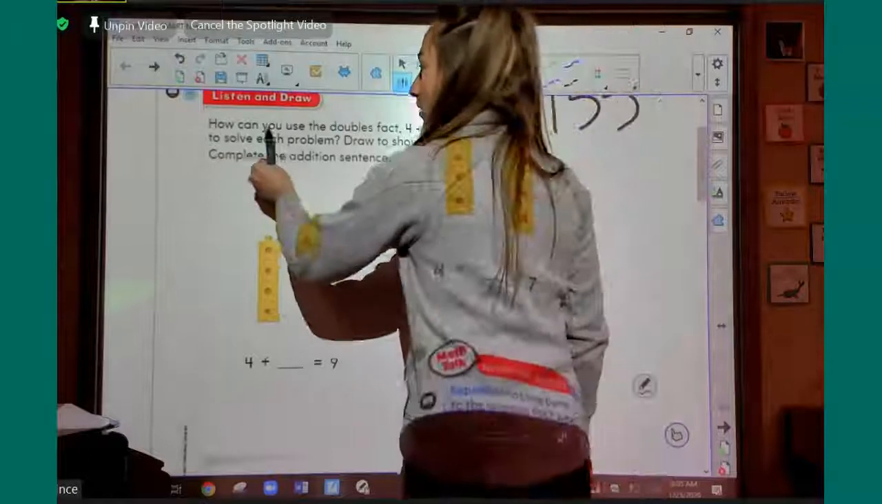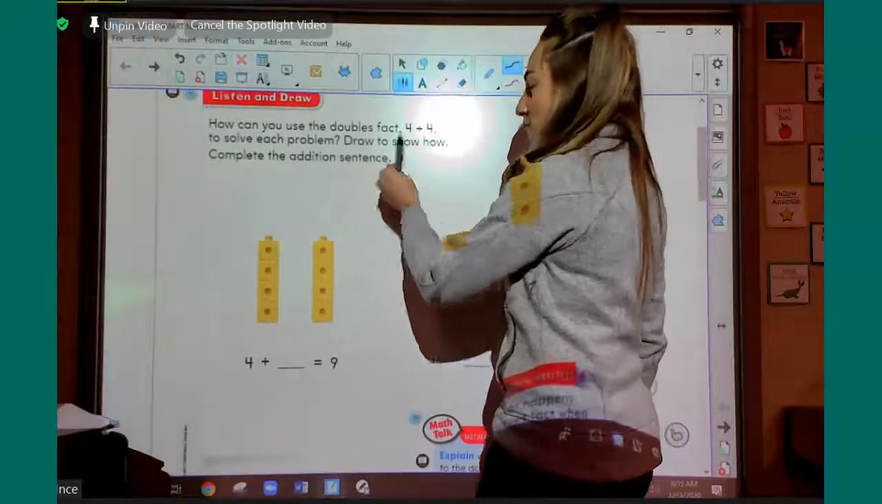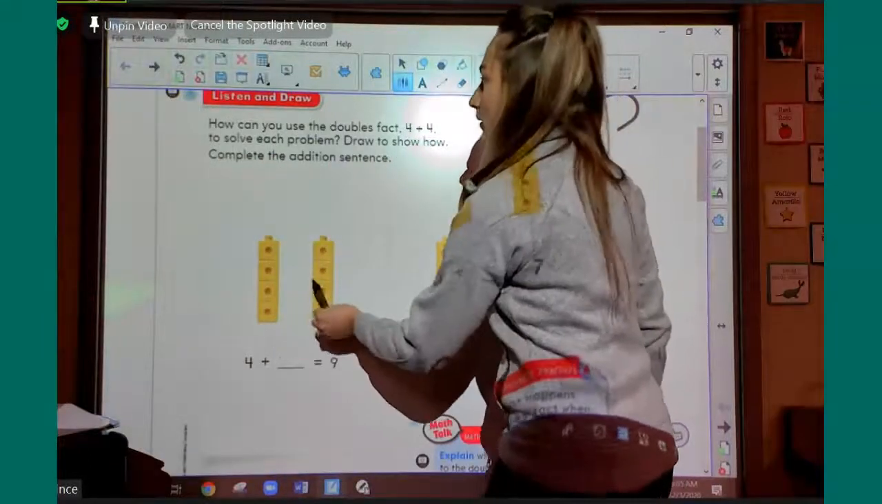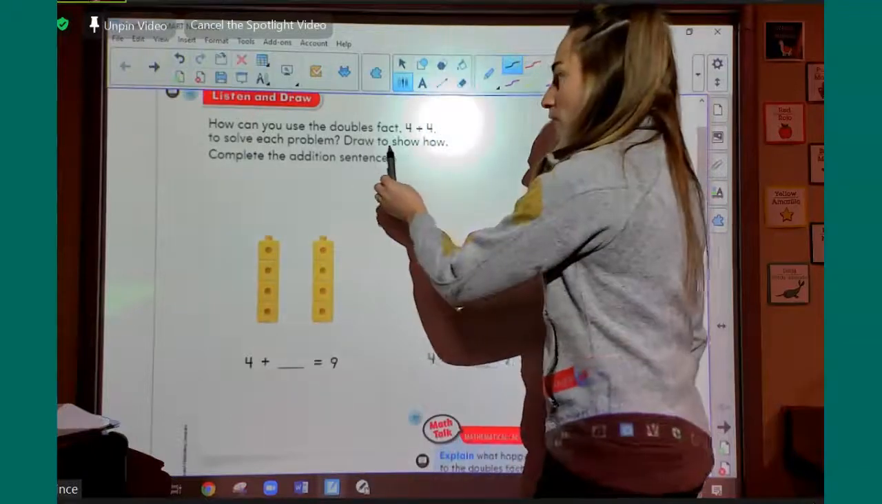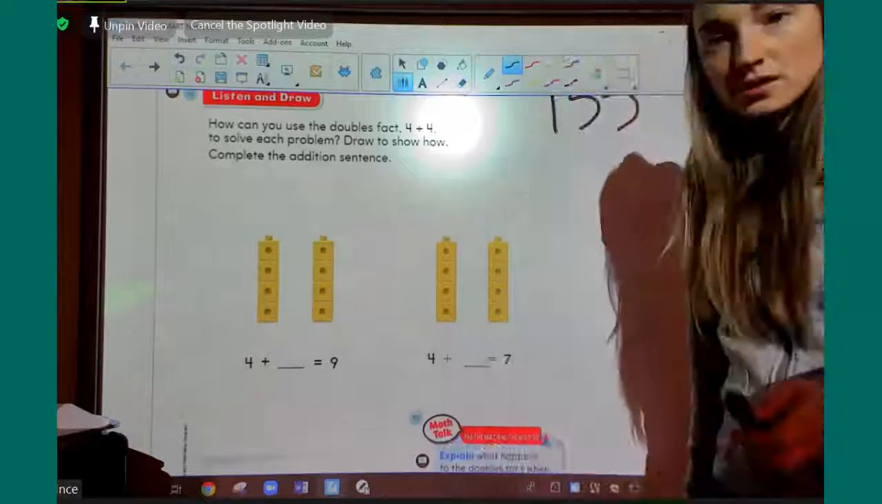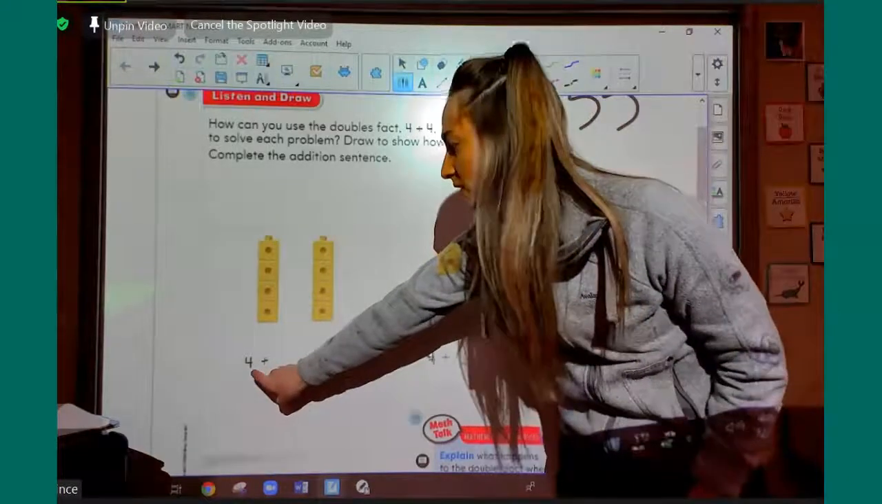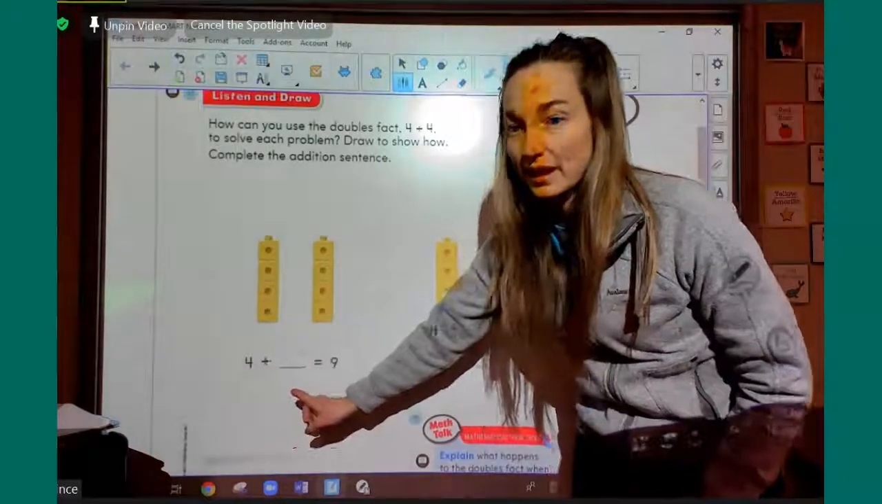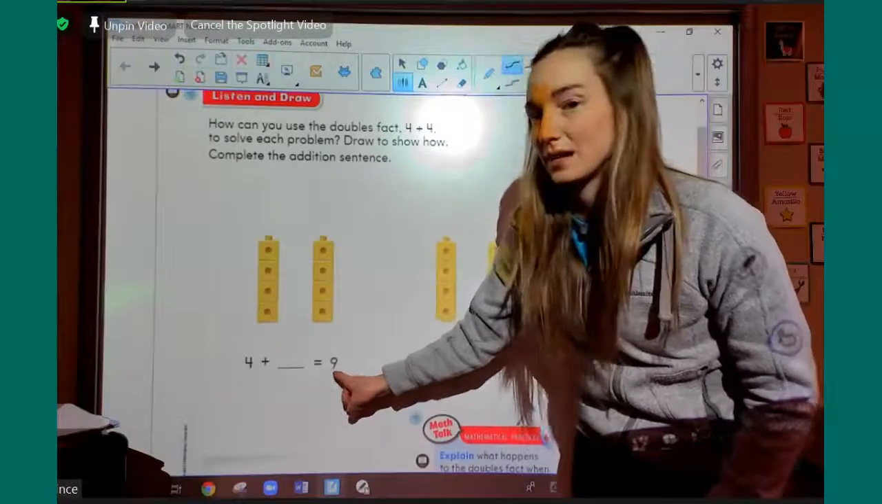It says, how can you use the doubles fact 4 plus 4 to solve each problem? Draw to show how and complete the addition sentence. So, this first one says 4 plus blank equals 9.